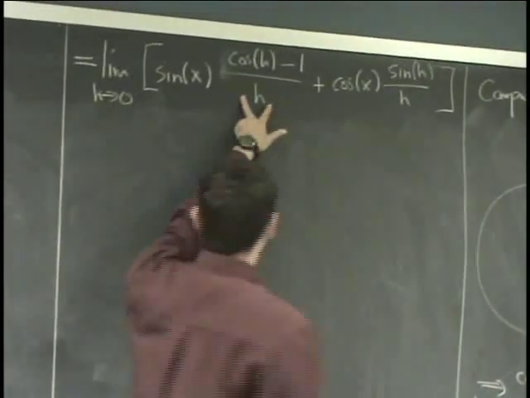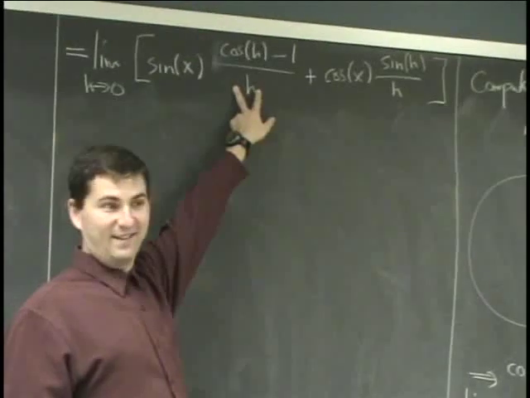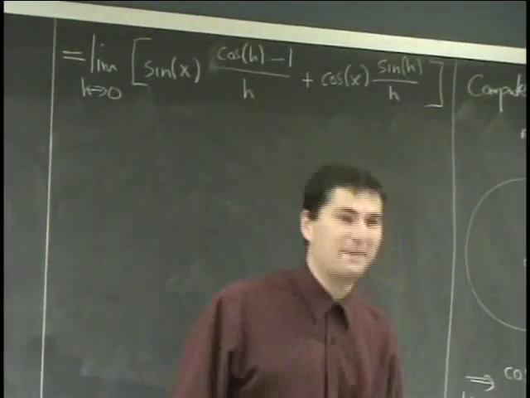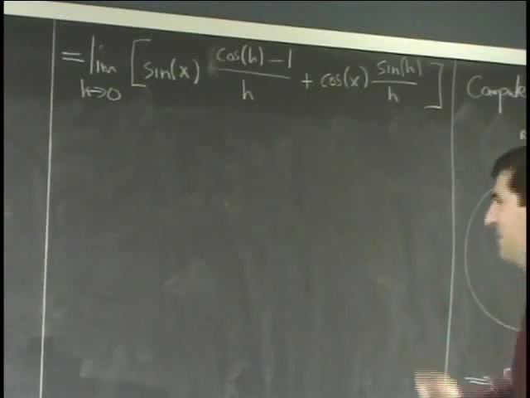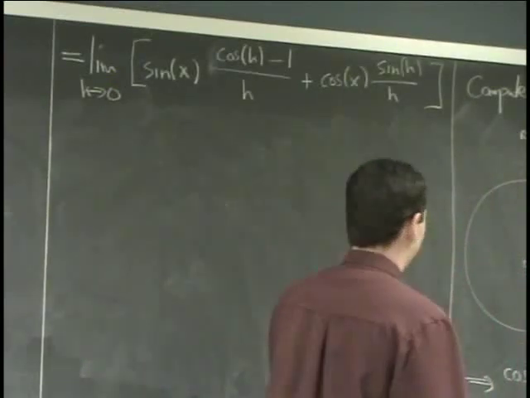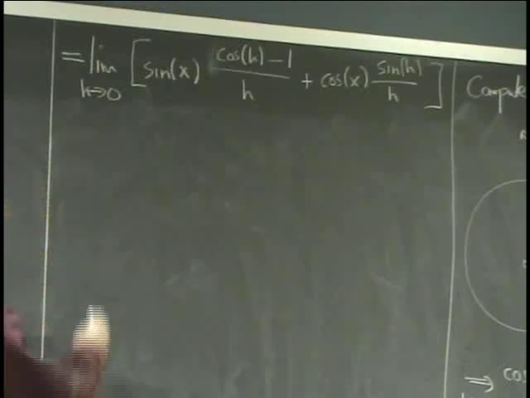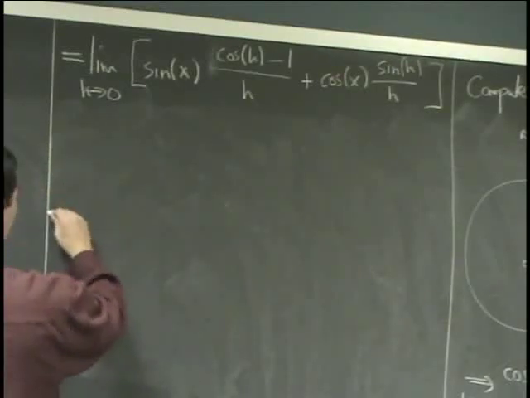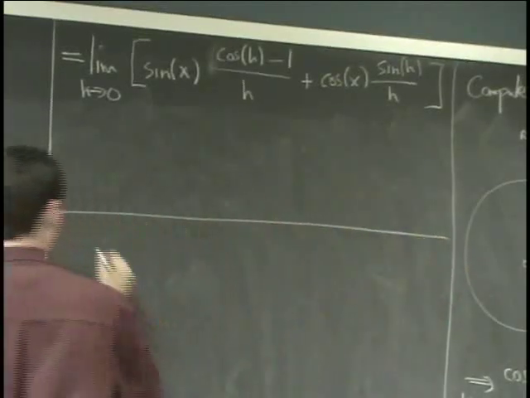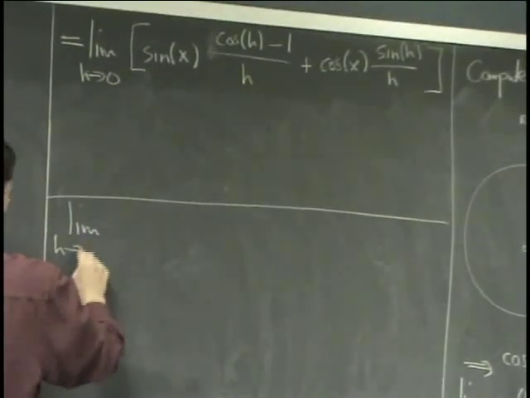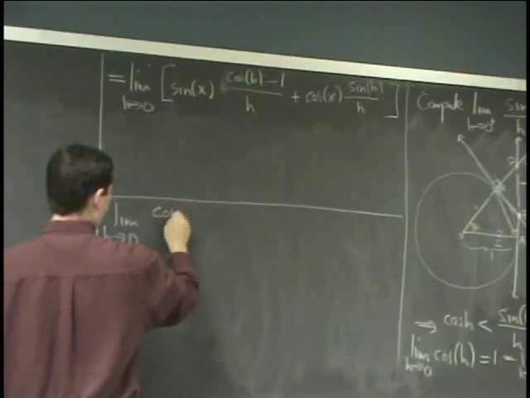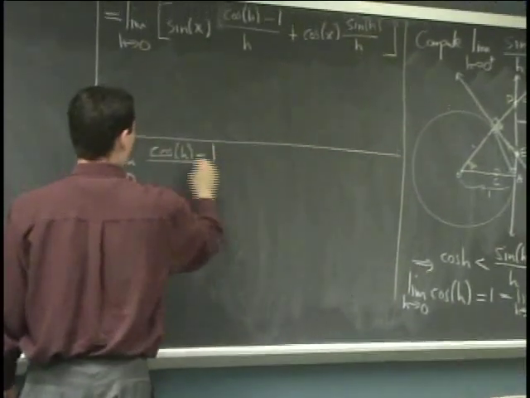Okay, what about this one? You think we did all that, and we only got one of them. My goodness, this next one must be even harder. Okay, so let's hope it's not. Let's try to evaluate this one: cosine of h minus 1 over h.